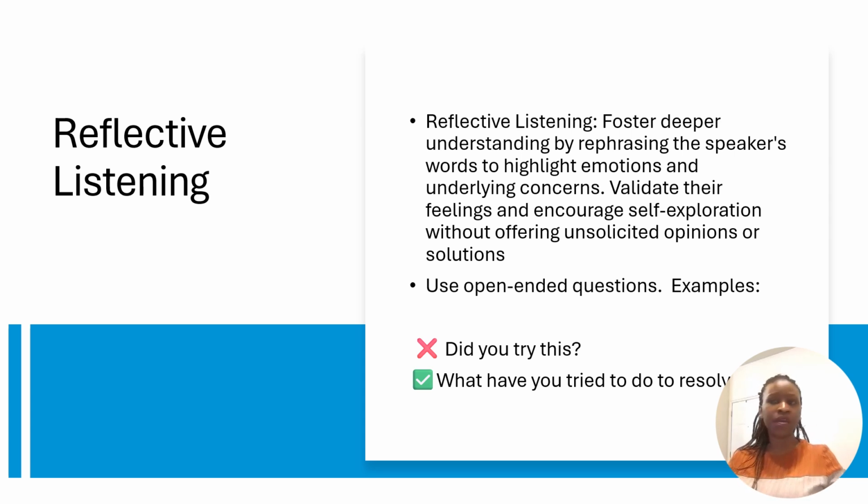Maybe they have something coming up. My child's birthday party is coming up this weekend, and I really needed to switch with my colleague so that they work my weekend so that I can be there for my child's birthday party, something like that. And so instead of offering a solution, like did you try talking to your supervisor, or did you try this, I know that intuitively we want to jump into that, but pause, take a step back, and ask open-ended questions. What have you tried to do to resolve this? What have you tried to do?